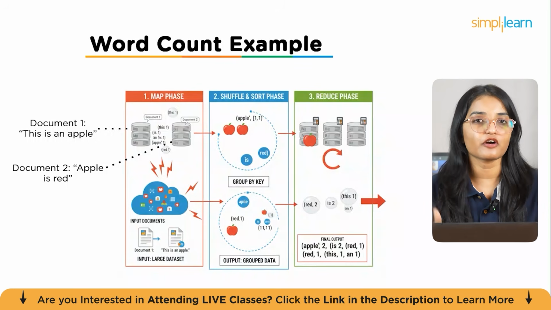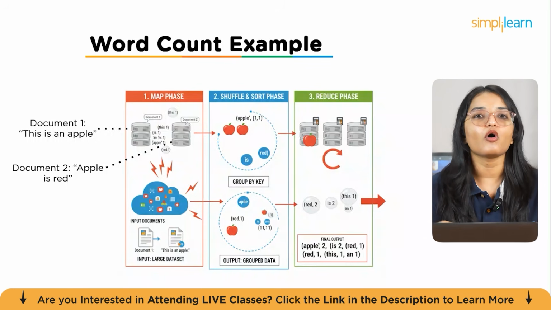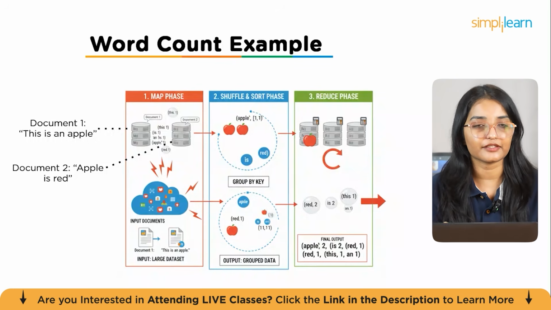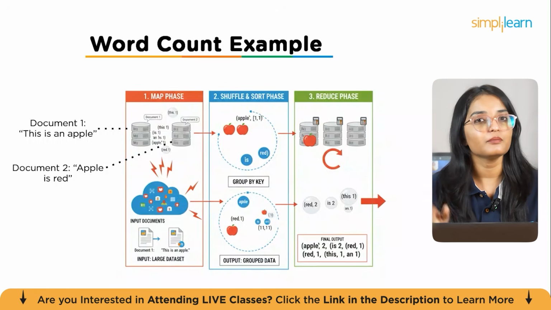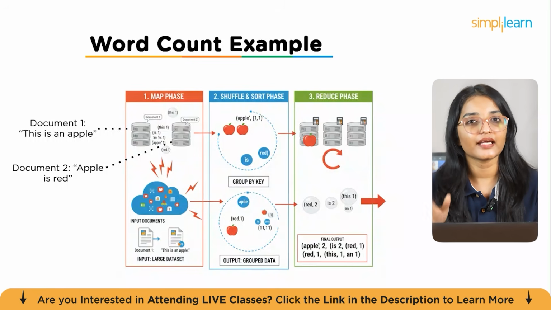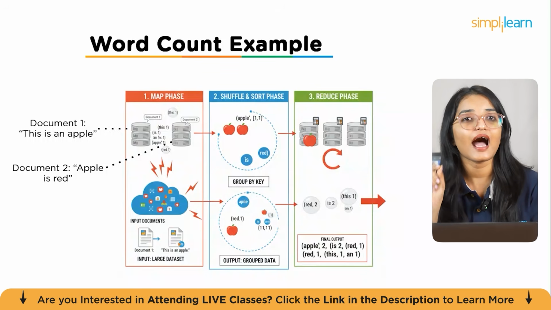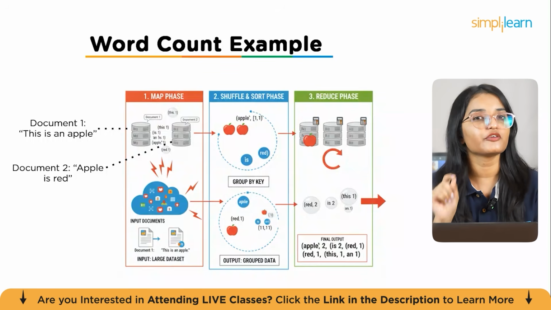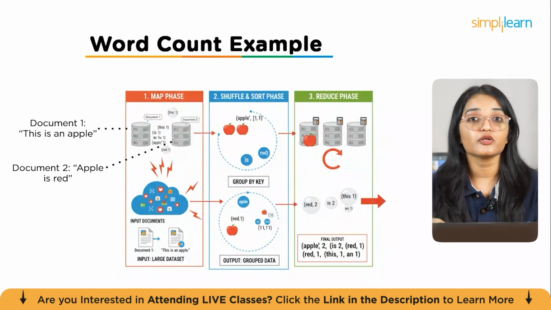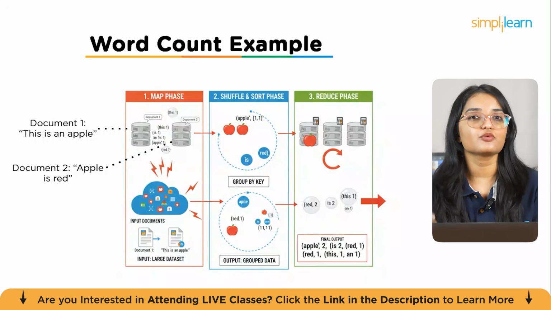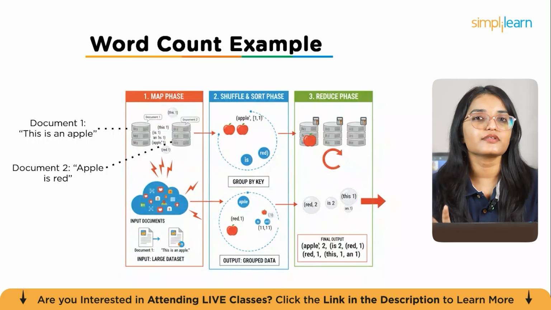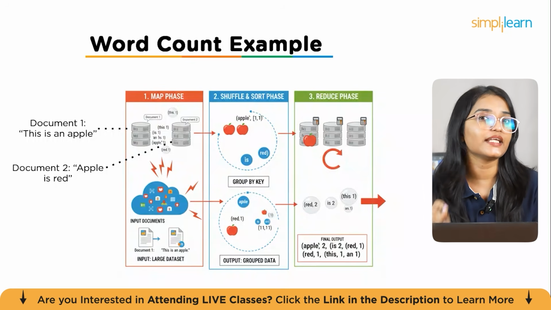Next, we talk about the shuffle phase. Now we group all the occurrences of the same word together, which is apple [1, 1], is [1, 1], red [1], this [1] and an [1]. Next, we've got the reduce phase. Finally, we will reduce the values by summing the counts. Apple 2, is 2, red 1, this 1 and an 1. The final result gives us the word counts for the data set.